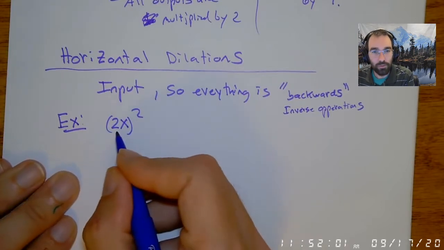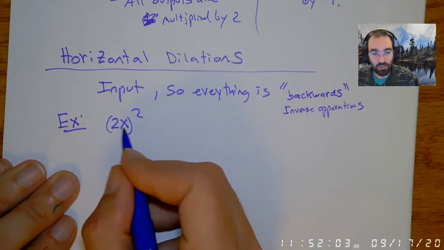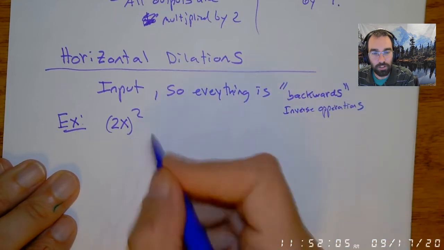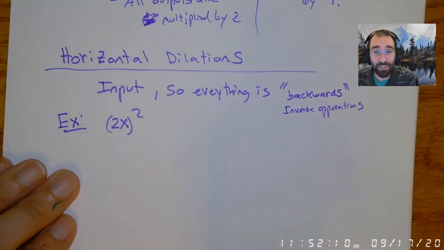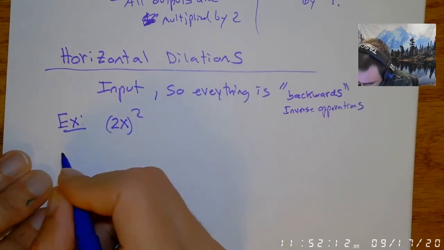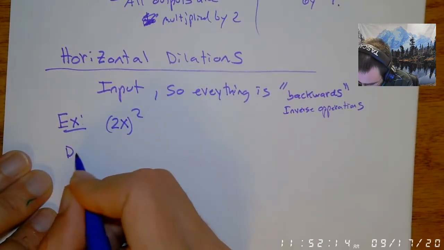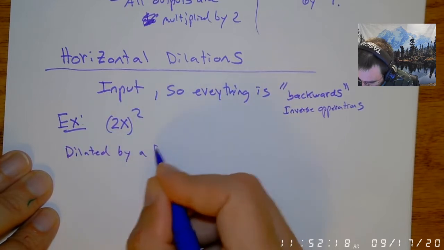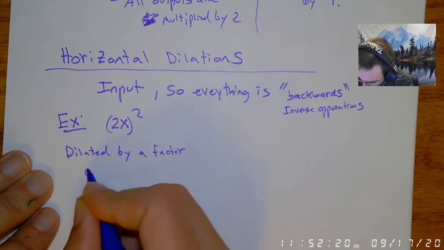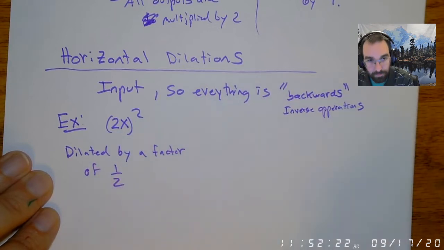So this, we have to remember, this is multiplication. This is 2 times x. So what's the inverse operation of multiply? It's divide. So this is really dilated by a factor of 1/2.